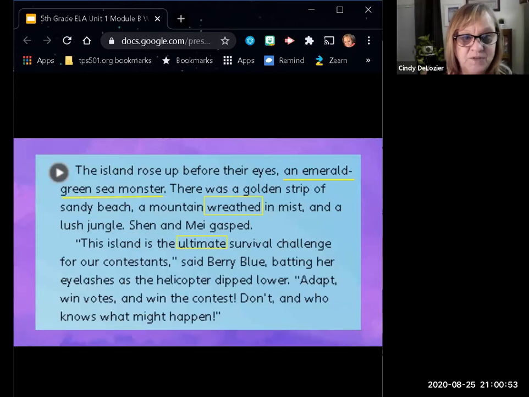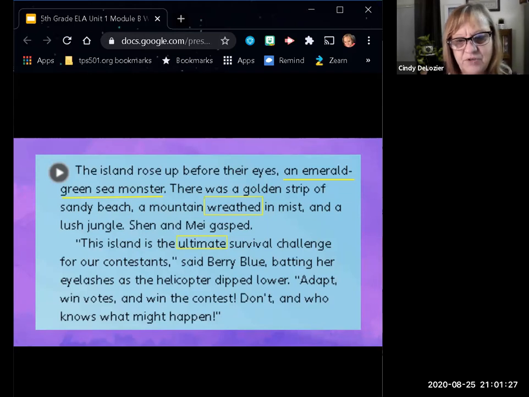The island rose up before their eyes, an emerald green sea monster. There was a golden strip of sandy beach, a mountain wreathed in mist, and a lush jungle. Shen and May gasped. The island is the ultimate survival challenge for our contestants, said Barry Blue, batting her eyelashes as the helicopter dipped lower. Adapt, win votes, and win the contest. Don't, and who knows what might happen.